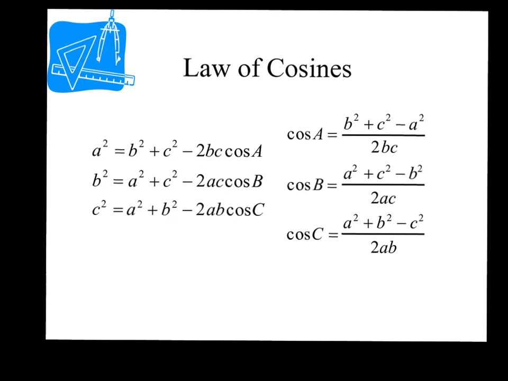Now here's every variation of the law of cosines that you might see. All three of these solved for a side. All three of these solved for the cosine of an angle. And you want to have these memorized soon. And it looks like you're memorizing 6 formulas, but as long as you know one of these, you can figure out the other 2. So as long as you know what cos A is equal to, you can figure out what cos B or cos C is equal to.